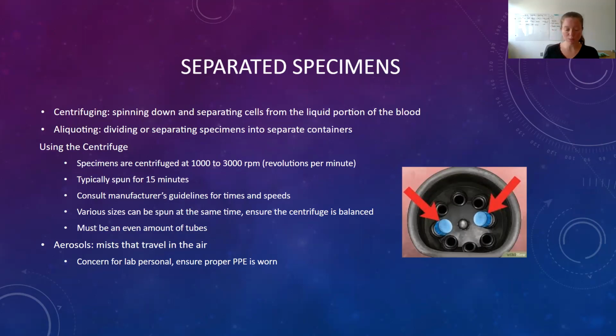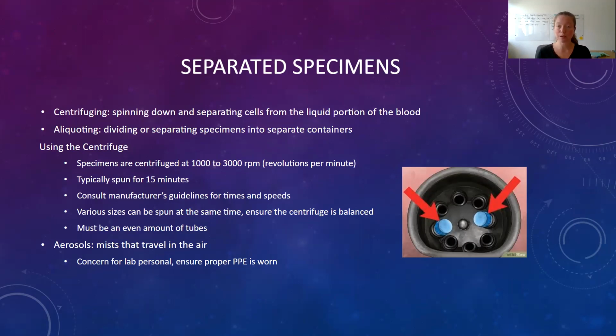But if you remember, serum is obtained from tubes that do not contain an anticoagulant, and that would be like our red or gold top tubes, whereas plasma is obtained from tubes that contain an anticoagulant, and that's like our light blue tube tops or our green tops with the heparin in them.